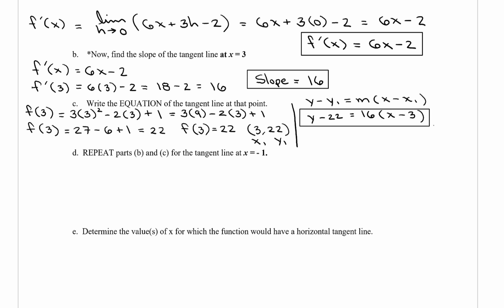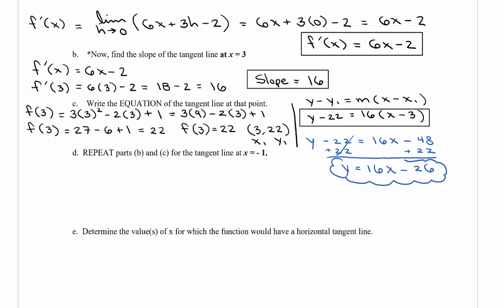If I wanted to write this in slope intercept form, let me rewrite the equation here. I'm going to distribute the 16, so I'm going to have y minus 22 equals 16x minus 48. I'm going to add 22 to both sides, and I'm going to get y equals 16x minus 26. I'm going to put a cloud around that, and that equation represents my answer in slope-intercept form.